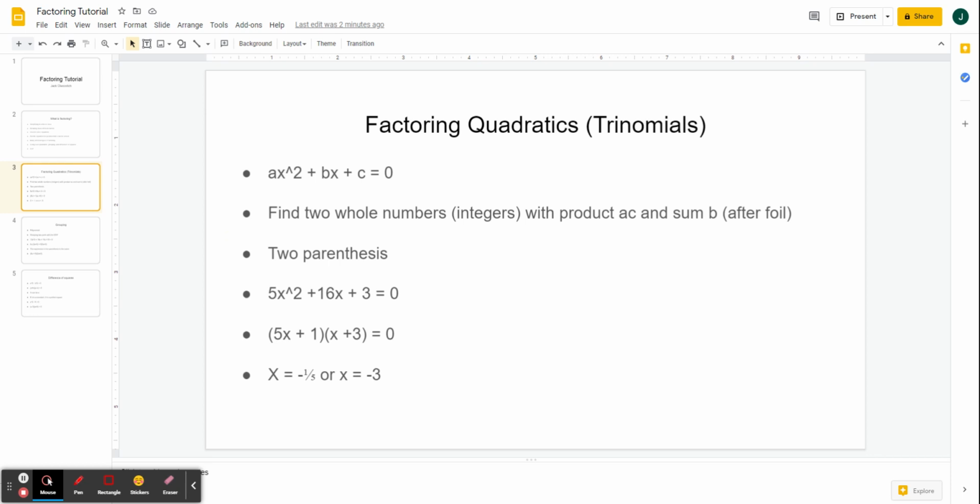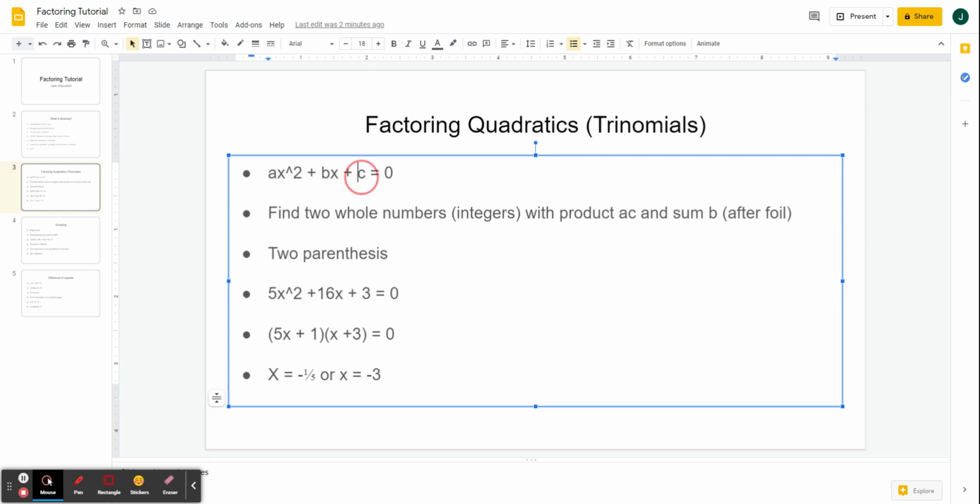So, factoring trinomials. Remember our quadratic equation, ax squared plus bx plus c equals 0. The way you factor quadratics is you find two whole numbers, or integers, that have a product of a and c and have the sum of b. I like to think about it backwards, like the sum of b, after you FOIL, which is how you would expand an equation like this.